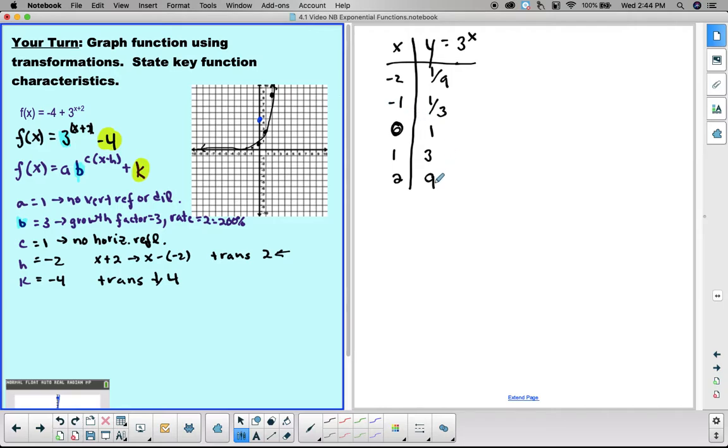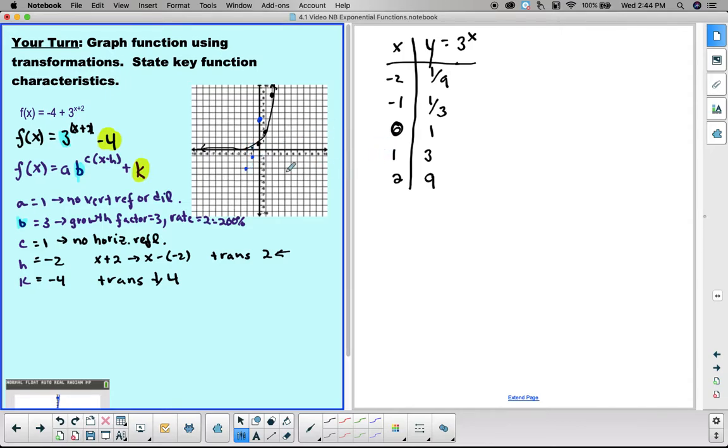And then this point, (1, 3) right here, it's going to go 2 to the left, 1, 2, and then 4 down. So it's going to go down here. This point, (0, 1), it's going to go 2 to the left, and then 4 down to -3.